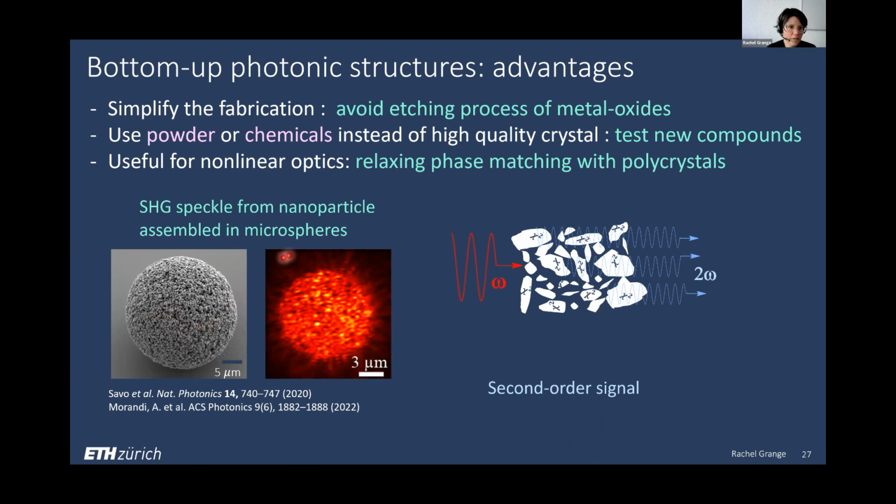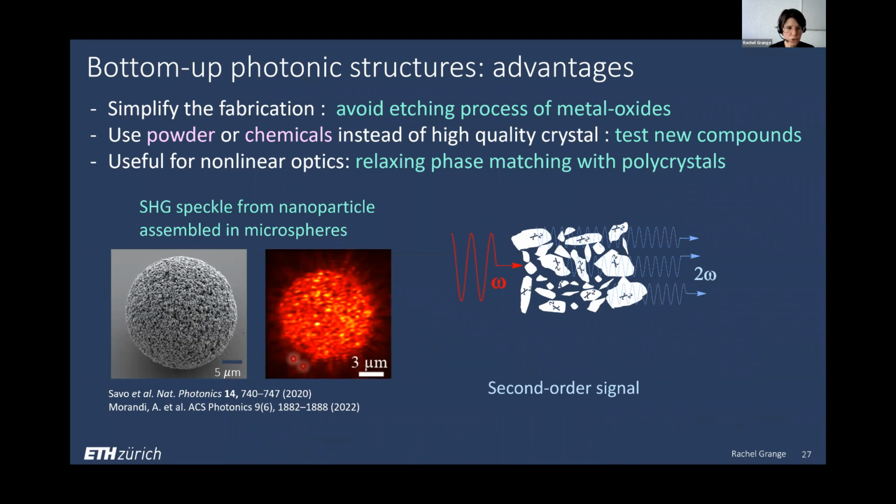What you see here is a very strong signal. You just need a rather sensitive camera, but you can even see it with your bare eye when you have enough particles. This is a second harmonic generated speckle from nanoparticles of barium titanate. The single grain size is below 50 nanometers. And we can control the size of these particles by doing this templated assembly, from a few hundred nanometers up to a few tens of microns.